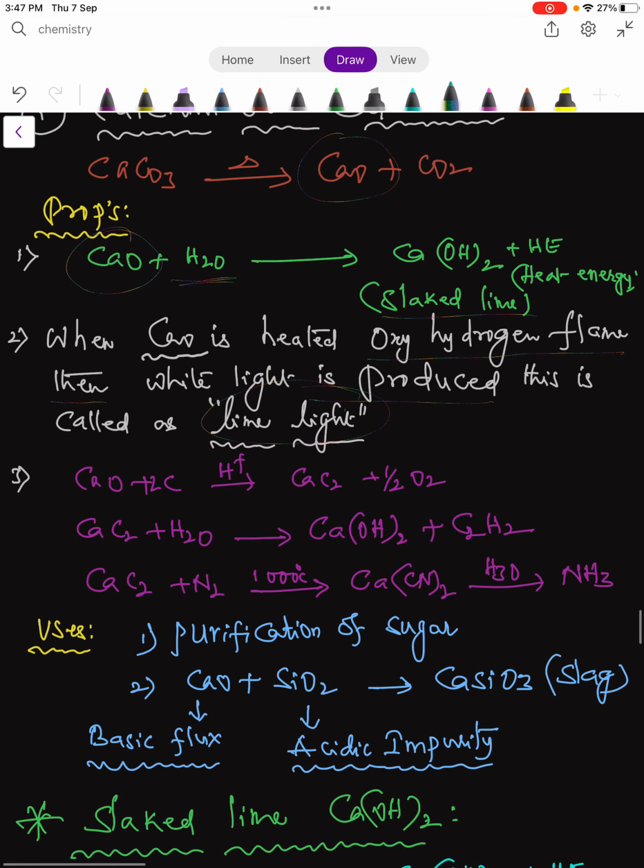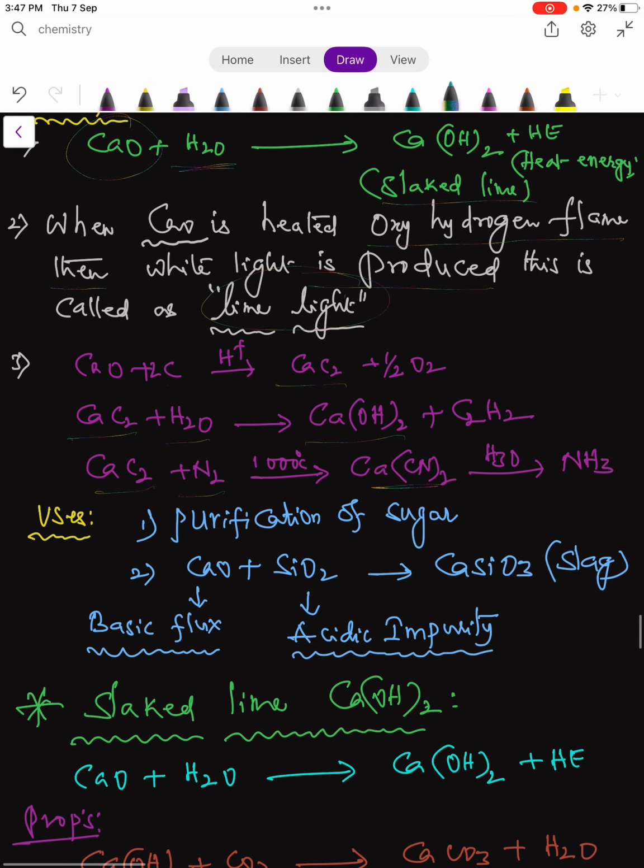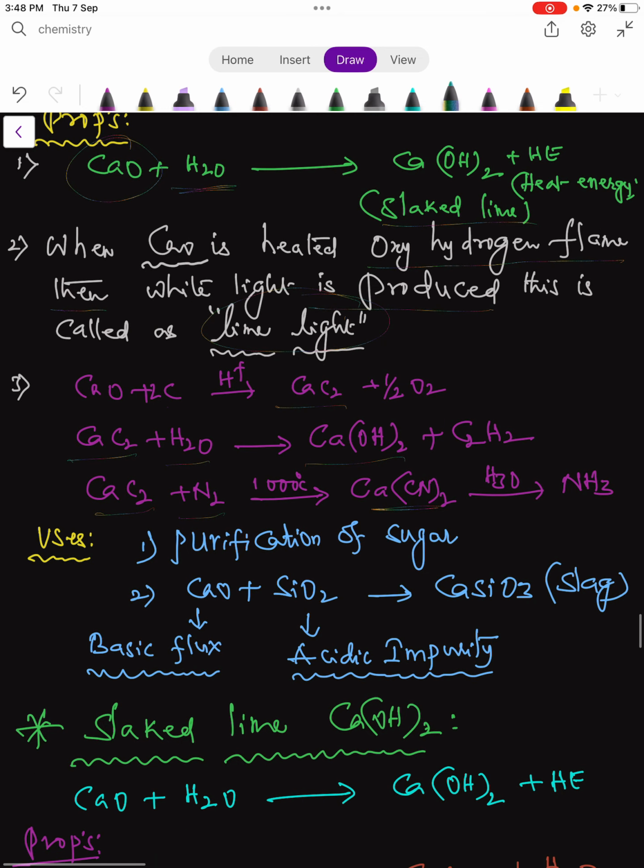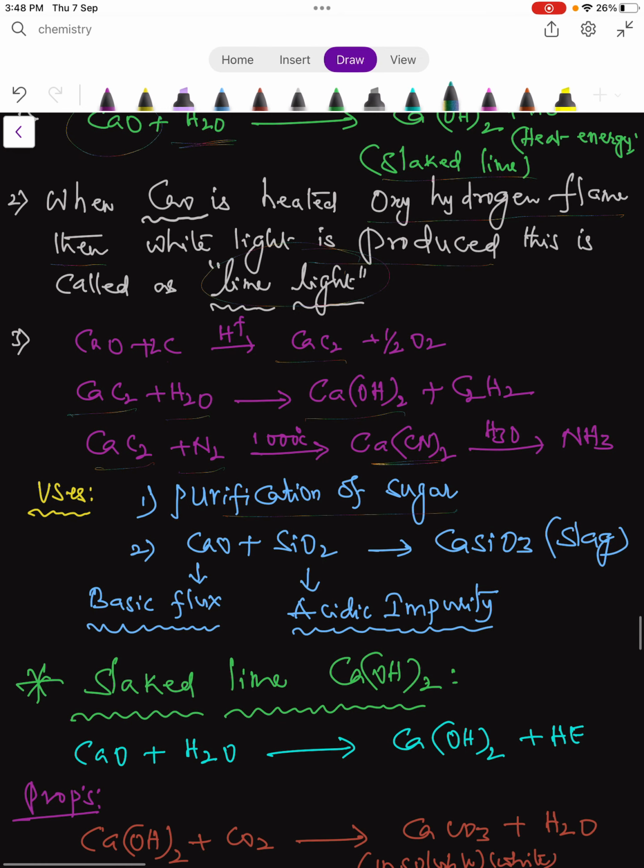Calcium oxide, when treated with carbon, forms calcium carbide. That calcium carbide treated with water gives calcium hydroxide. Even calcium carbide reacts with nitrogen and forms calcium cyanamide. Calcium hydroxide is used in the purification of sugar and in the preparation of slag in metallurgy. Calcium oxide is a basic flux, to which acidic impurity is added.